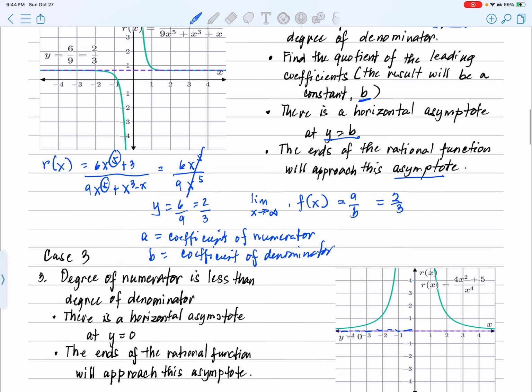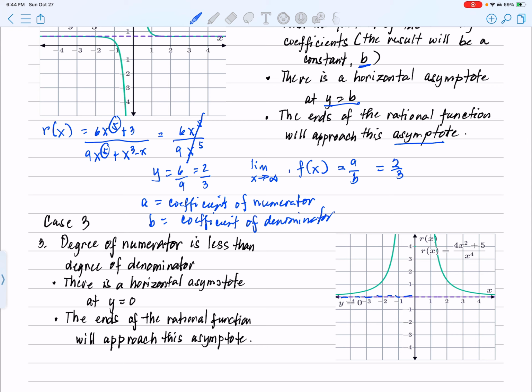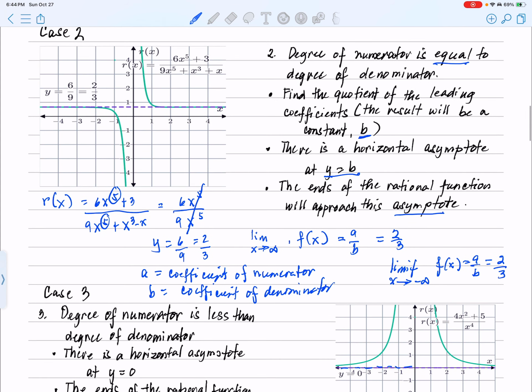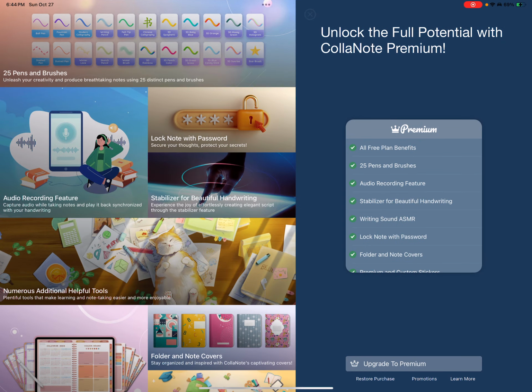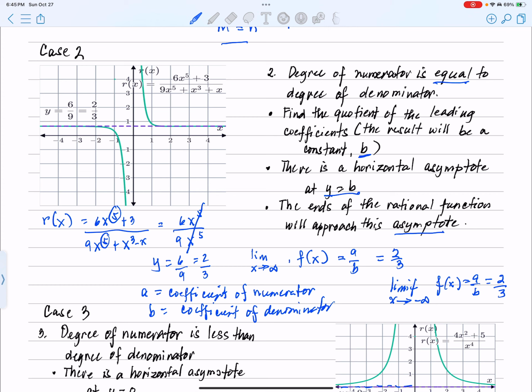That's why we say a over b. Well, in the limit as x approaches negative infinity, the function still equals a over b, which is 2 over 3. If we look at this, where is our asymptote here? The asymptote is right here. It just touched the line. Okay, this is the asymptote.